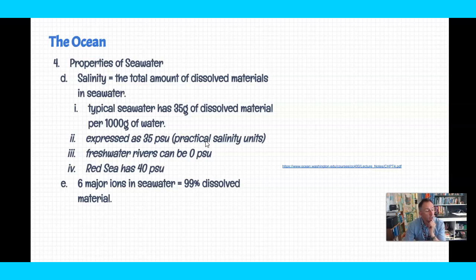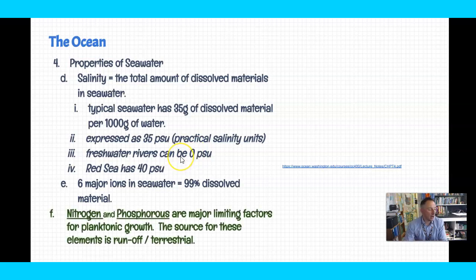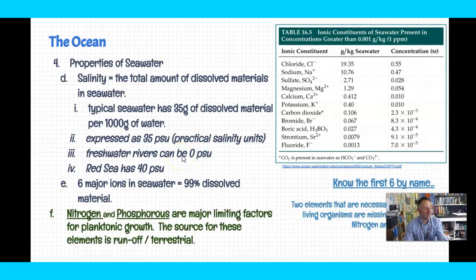Salinity units. There are 6 major ions that make up that 35 grams, or that 3.5% of the ocean's salinity. Those major ions are chloride, sodium, sulfate, magnesium, calcium, and potassium. These are the 6 major ones that you need to know. These are vastly important for saltwater ecosystems and for saltwater organisms, and they're actually vastly important to us.